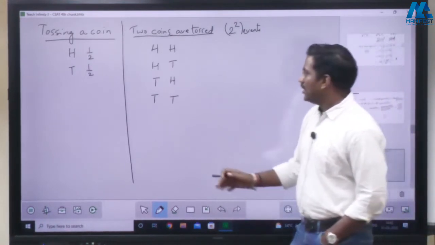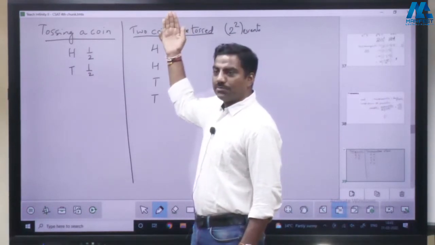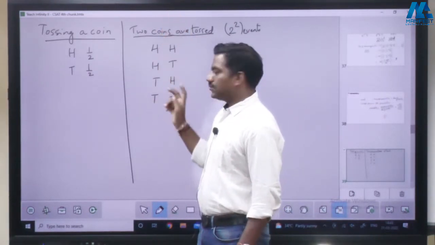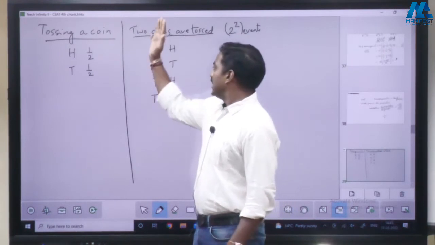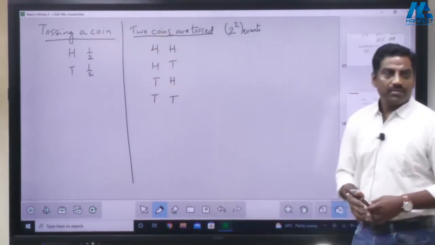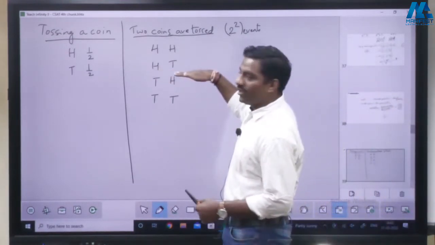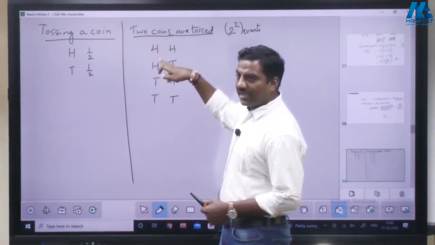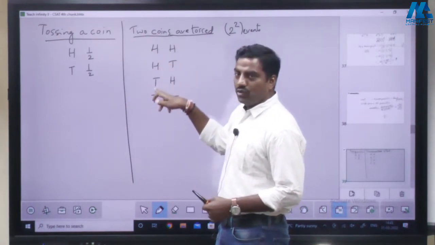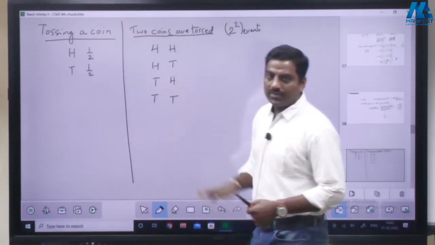So how to start? You have two coins, no? Write 2 H's first, then 2 T's. Then 1 H, 1 T, 1 H, 1 T. Yes? Okay. Fine. So totally 4 events are there. First half, you write 2 H's. Second half, you write 2 T's. Here, alternatively, HT, HT. Yeah.